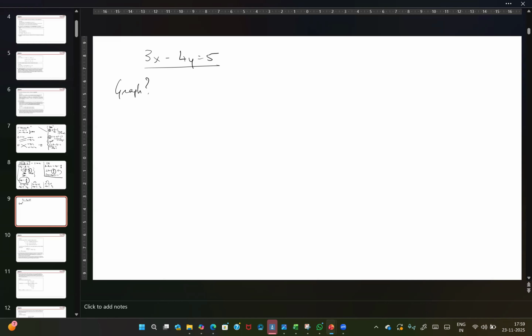You put, if x is 1, then what will y be? Yeah, so put x equal to 0. So y will be what? In this case, minus 5 by 4. Then put y equal to 0. x will be equal to 5 by 3. So can I write one point is (0, minus 5 by 4) and the other point is (5 by 3, 0).